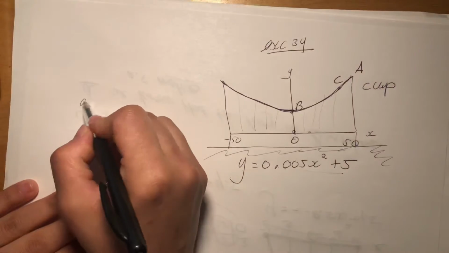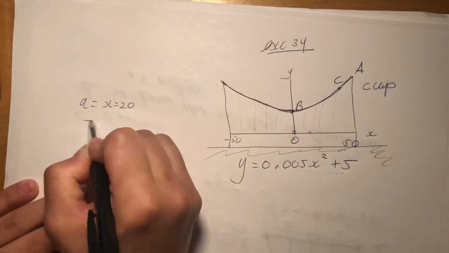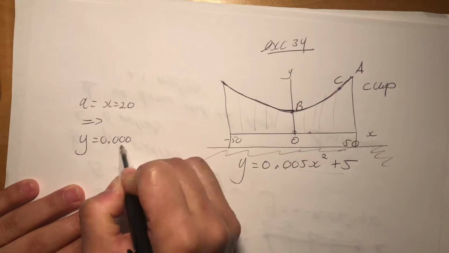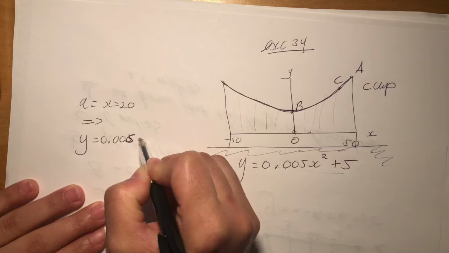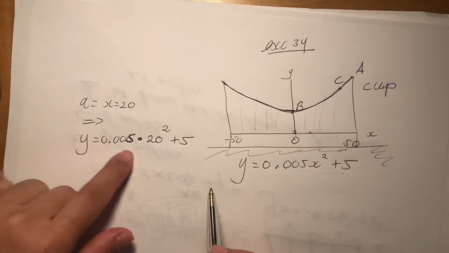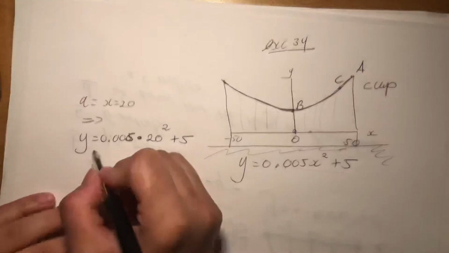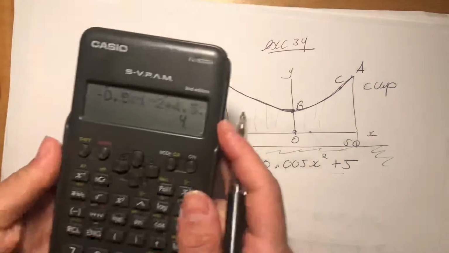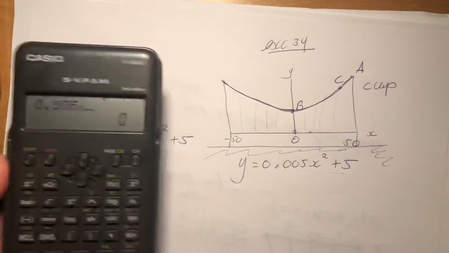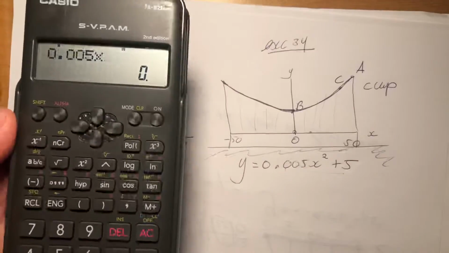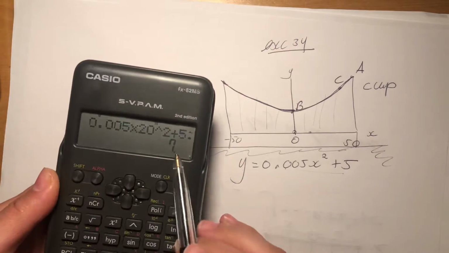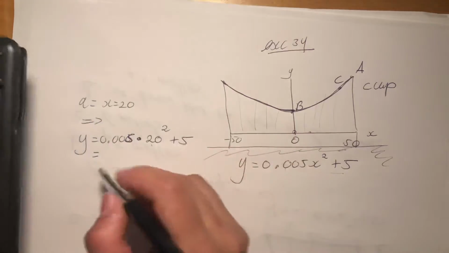So what you do, the usual, you fill in x is 20, you fill it into your formula. You get y equals 0.005 times 20 to the power of 2 plus 5. Now, you have to show this step because there's no table. But you can use the calculator as well because we're using decimal numbers. So we type 0.005 times 20 to the power of 2 plus 5. You get a height of 7 meters.